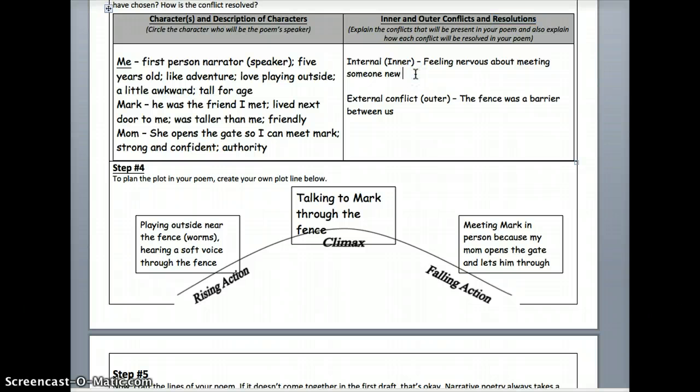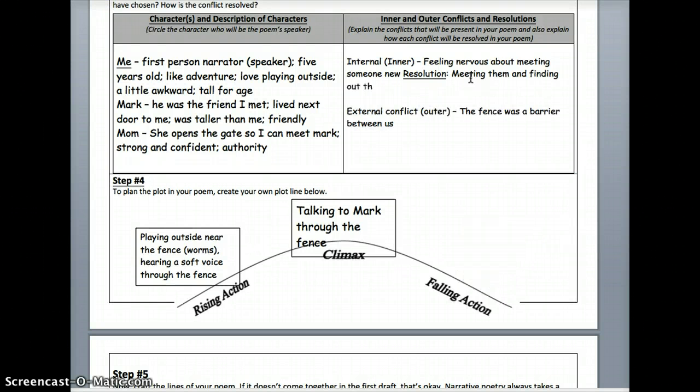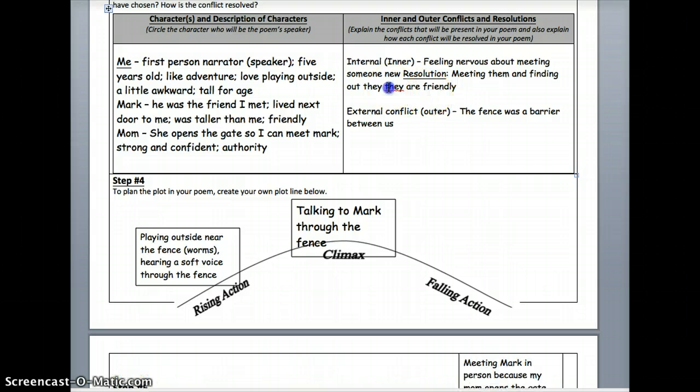So the resolution for this conflict of feeling nervous about meeting someone new was meeting them and finding out that they are friendly, right? If you're nervous to meet someone new, but then you meet them and they're friendly, you're not nervous about meeting new people anymore. It really helps. So that was the resolution there.